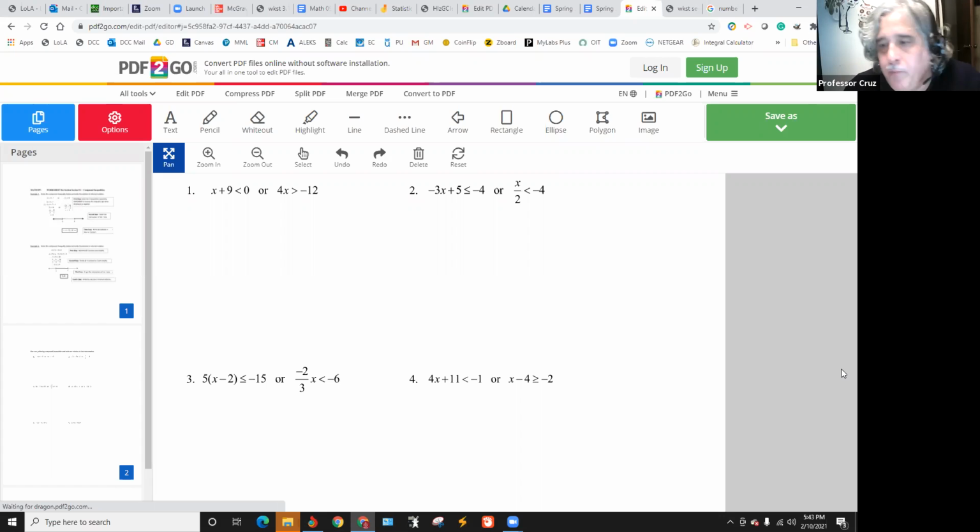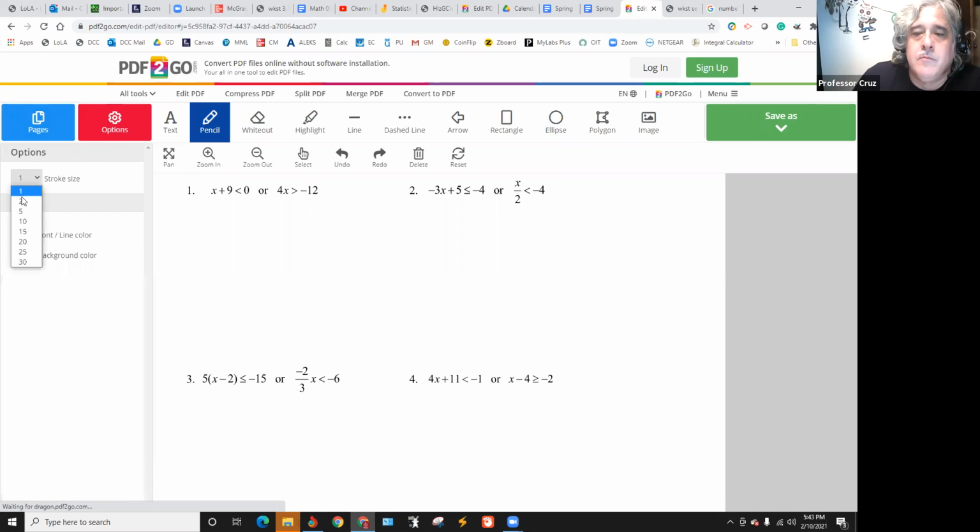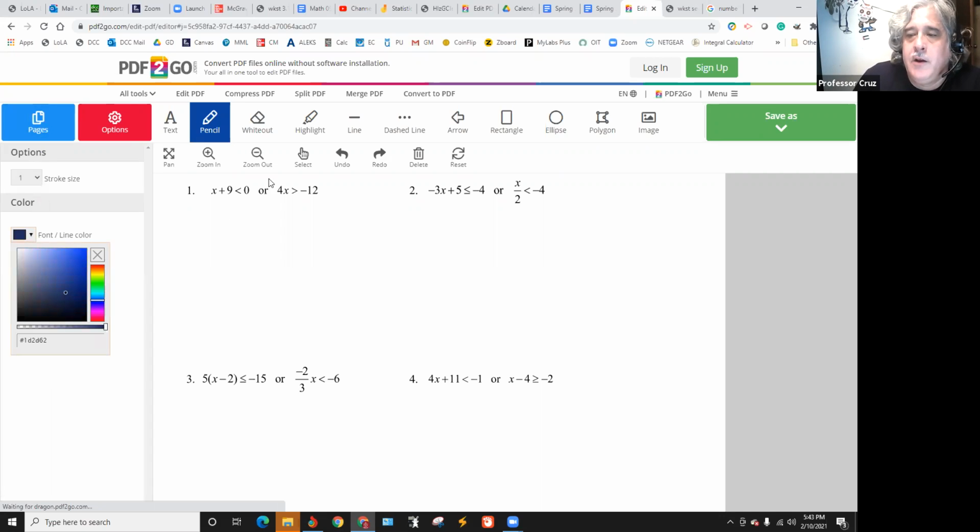Okay. So on these, it's really pretty easy, right? Because there's not a whole lot to do. So this one right here, we're treating them separate, okay?